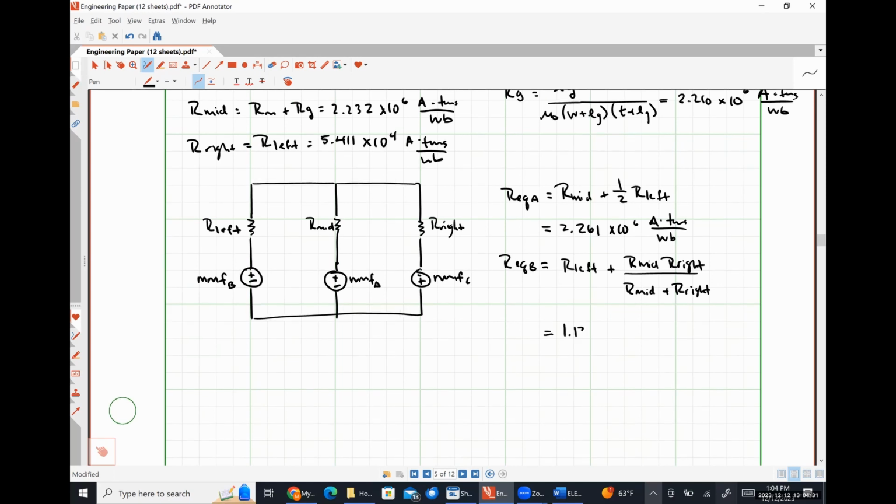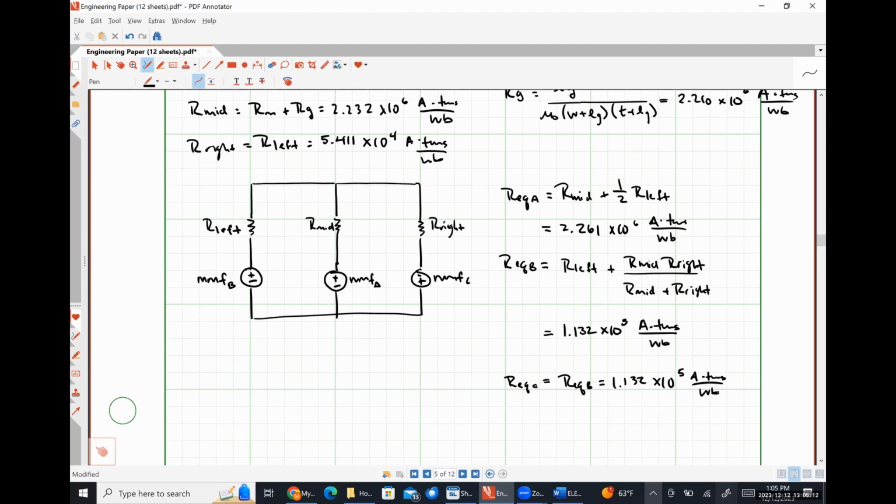Numerically, this comes out to be 1.132 times 10 to the 5 amp turns per Weber. And it should not be a huge leap to say that the equivalent reluctance seen by coil C is the same thing as the equivalent reluctance seen by coil B. Or 1.132 times 10 to the 5 amp turns per Weber.